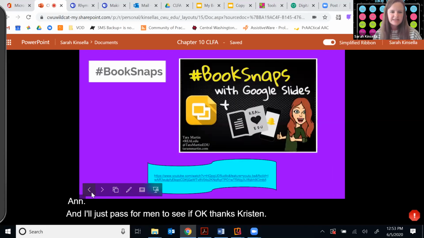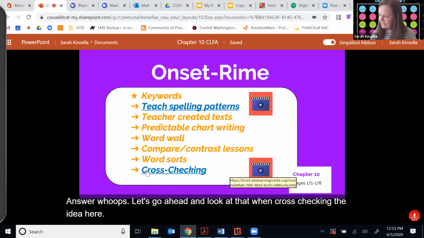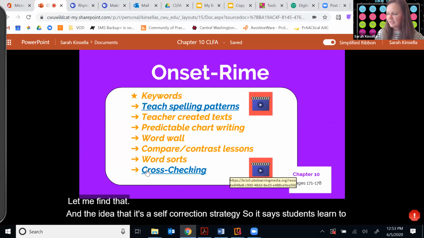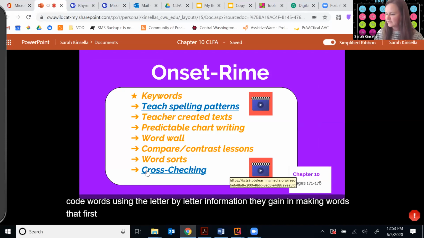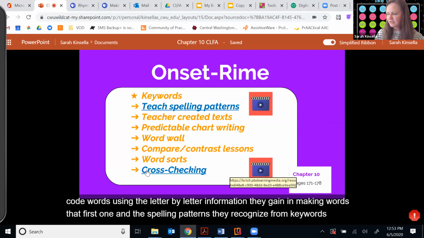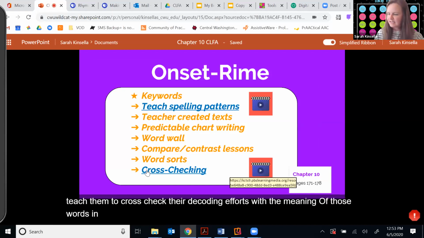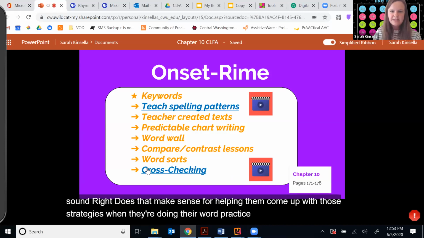So let's go ahead and look at that one, cross-checking. The idea here, let me find that. The idea that it's a self-correction strategy. So it says, as students learn to decode words using the letter by letter information they gain in making words, that first one, and the spelling patterns they recognize from keywords, we teach them to cross-check their decoding efforts with the meaning of those words in context. So it helps kids answer questions like, does that sound right? Does that make sense? We're helping them come up with those strategies when they're doing their word practice. So here is an example of that.